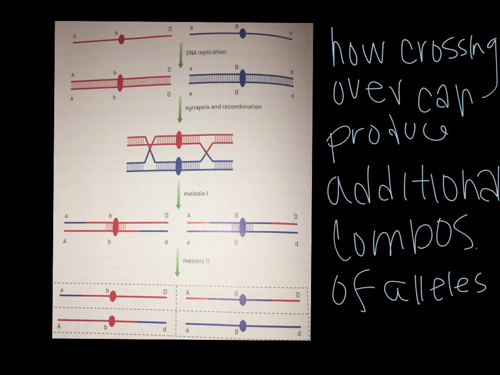The red and blue diagrams represent homologous chromosomes. These chromosomes have the same length, the same centromere position, and the same gene content. However, they have different combinations of alleles.